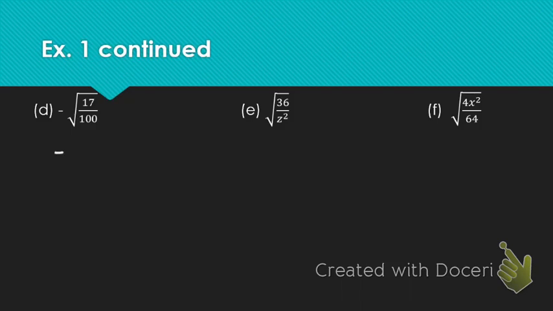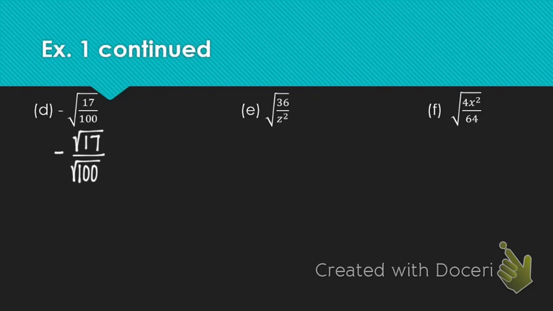Now here's what we're going to do with fractions. When we see fractions underneath the radical, we're actually going to split the numerator and the denominator. And here's what I mean. I'm going to put a radical over just the numerator, put my fraction bar, and put a radical over just the denominator. So I'm going to say the square root of 17 divided by the square root of 100.